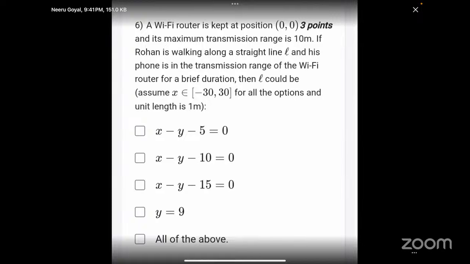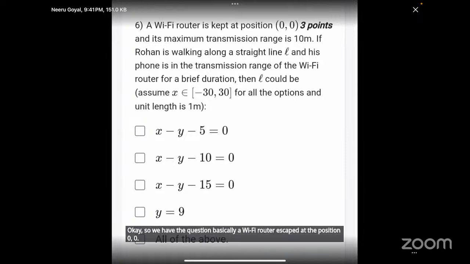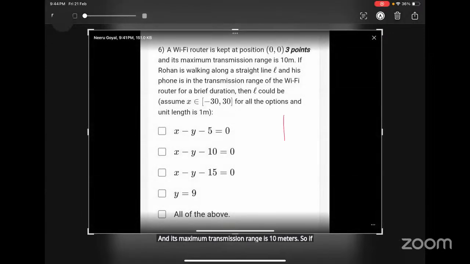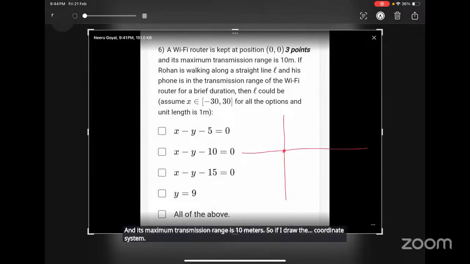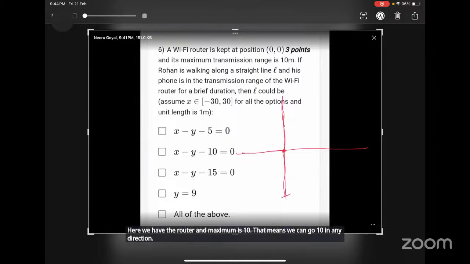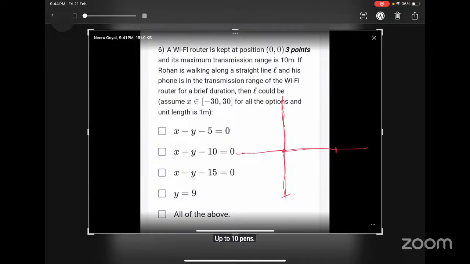Okay, so we have the question: a Wi-Fi router is kept at the position 0, 0, and its maximum transmission range is 10 meters. If I draw the coordinate system, here we have the router and the maximum is 10. That means we can go 10 in any direction, up to 10 length. Suppose this is 10 length in all directions. So this is the range.